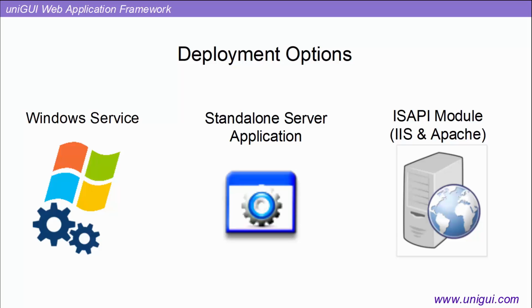For ISAPI modules, you can use both Microsoft IIS and Apache Web Server. And as I said, standalone server is not preferred for production use, as your server application should be started manually after opening a user session in Windows. This is not something that you can do in a production environment. So it is required to deploy your application either using the ISAPI module or Windows Service.